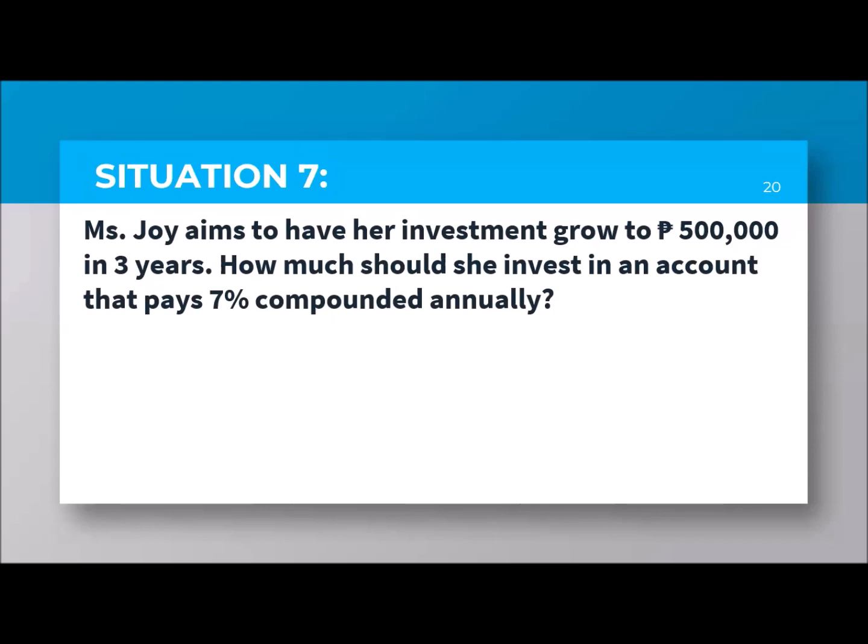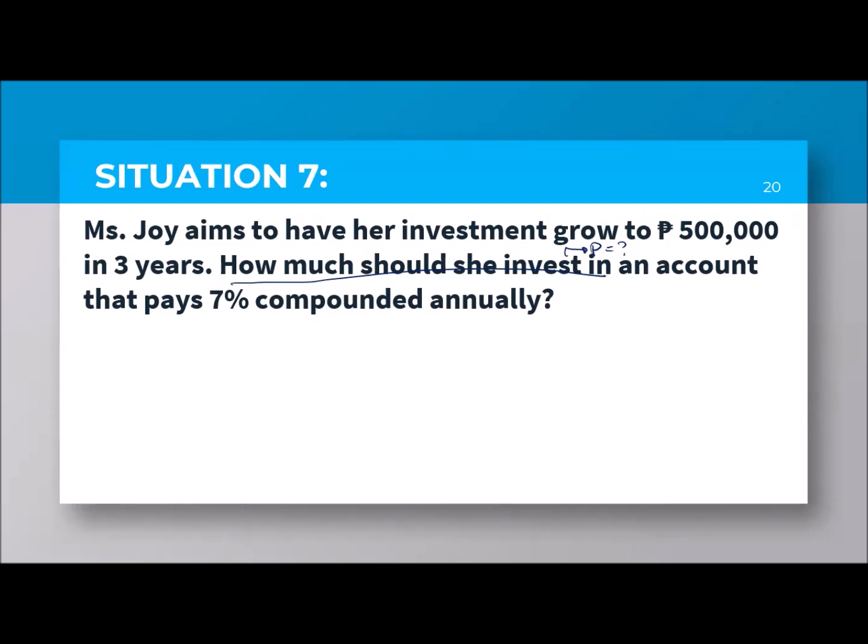Miss Joy aims to have her investment grow to 500,000 pesos in 3 years. How much should she invest in an account that pays 7% compounded annually? So, compounded, automatic compounded ang ating pinag-uusapan. Ang tanong ay, how much should she invest? So, ibig sabihin, ang pinag-uusapan natin dito, nawawala si principal amount. Magkano ang dapat niyang ihulog?